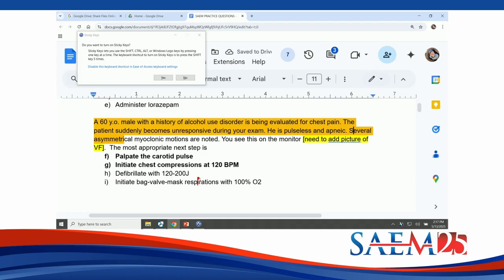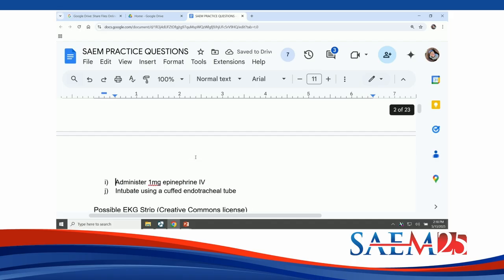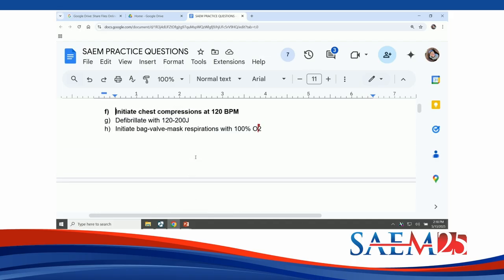Okay, so now we have this guy with VFib. We're going to take out the pulselessness because we already gave that to the students. No, I don't want sticky keys. You would take out chest compressions? Okay. That's a good point. That's a universal response to pulselessness.